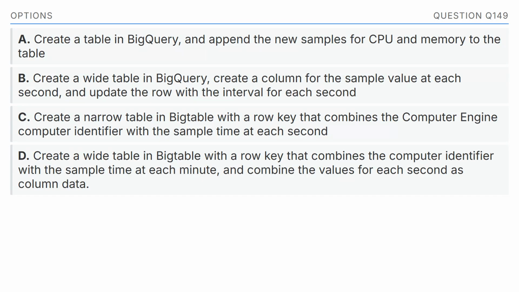The options are: Option A, create a table in BigQuery and append the new samples for CPU and memory to the table. Option B, create a wide table in BigQuery, create a column for the sample value at each second, and update the row with the interval for each second. Option C, create a narrow table in Bigtable with a row key that combines the Compute Engine computer identifier with the sample time at each second. Option D, create a wide table in Bigtable with a row key that combines the computer identifier with the sample time at each minute, and combine the values for each second as column data.